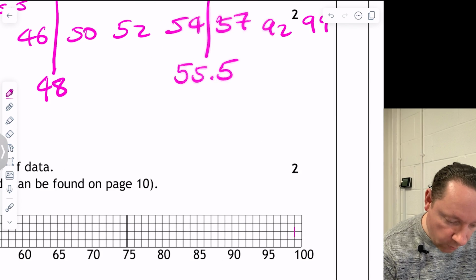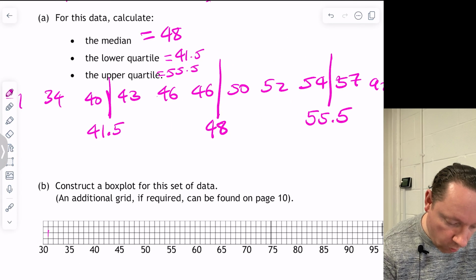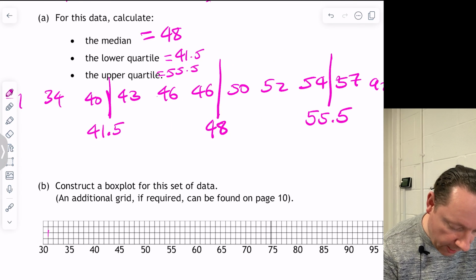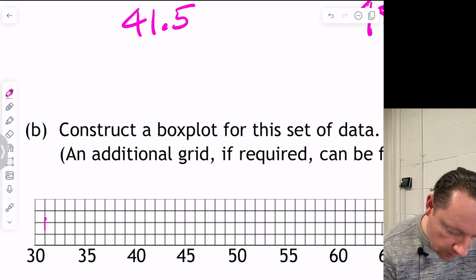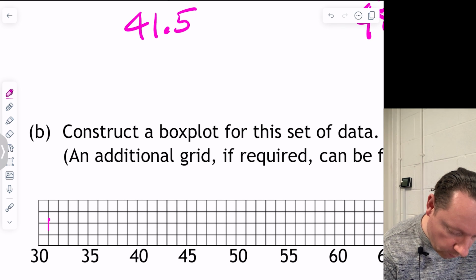And then we've got our lower quartile. So 41.5 is what we need to go along to. So there's 40, 41.5 is going to be in the middle. And you're going to draw a box, so a little bit bigger, and we connect that up using a ruler.